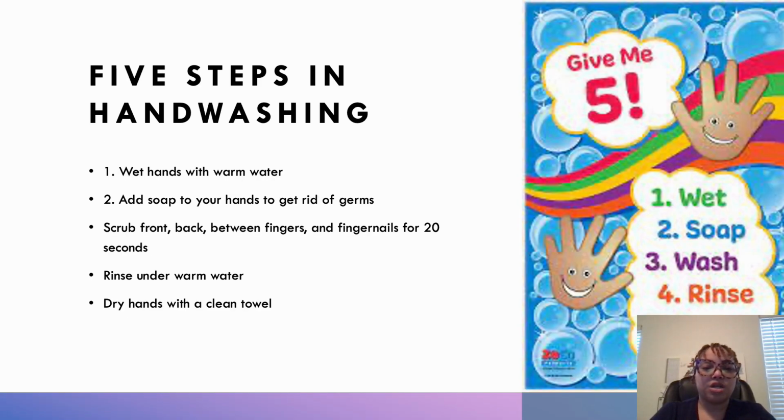Five steps in hand washing. There are 5 easy steps in hand washing. First, you want to wet your hands with warm water. However, I found a fun fact that the temperature of the water is not as important as scrubbing your hands to remove the germs. Whether the water is warm or cold, the act of hand washing removes the same number of germs. Next, you want to add soap to your hands to get rid of the germs.